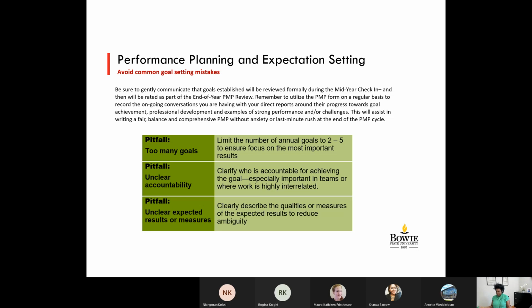You may not know. If you're not sure, you can find out, ask your supervisor, or just do some research to see what's involved in this work. And then also unclear expected results or measures. So it's important to clearly describe the quality or the measures of the expected results to reduce ambiguity. Okay, any questions so far?